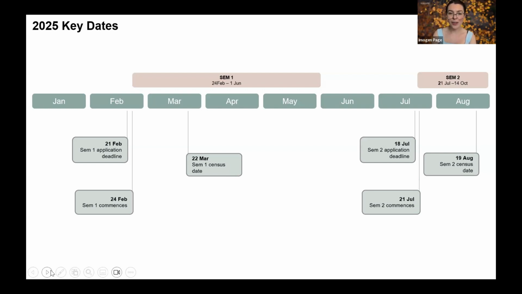So although you can wait up until the 21st of February, if you get your application in by the end of January, not only will you have your offer in time, you can enroll as well, but you'll also have time to look at the content before the class actually starts.